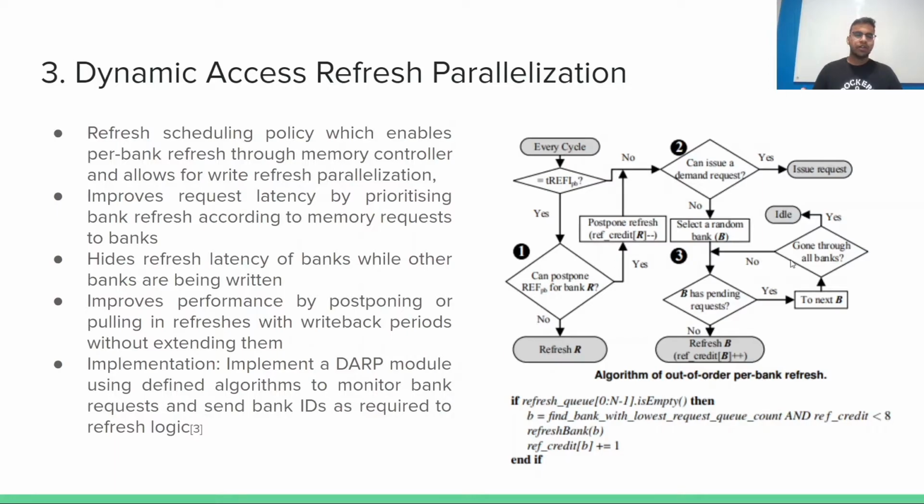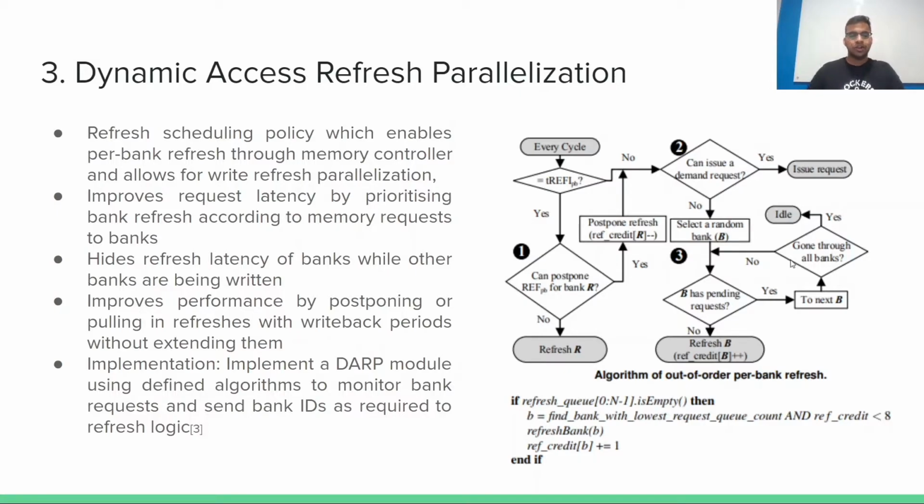With out of order refresh scheduling, DARP can avoid refreshing active banks with pending memory requests, thereby avoiding the refresh latency for those requests. The second component is a write refresh parallelization that proactively issues a per bank refresh to a bank while DRAM is draining write batches to other banks, thereby overlapping refresh latency with write latency. These two schemes help improve the performance of the device. In our design, we implement dynamic access refresh parallelization by developing a DARP module that implements the shown algorithms on the screen and sends bank IDs to be refreshed to the refresh logic in the command scheduler for a DRAM refresh operation.